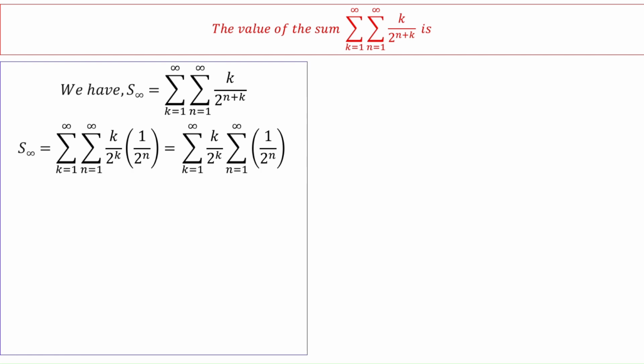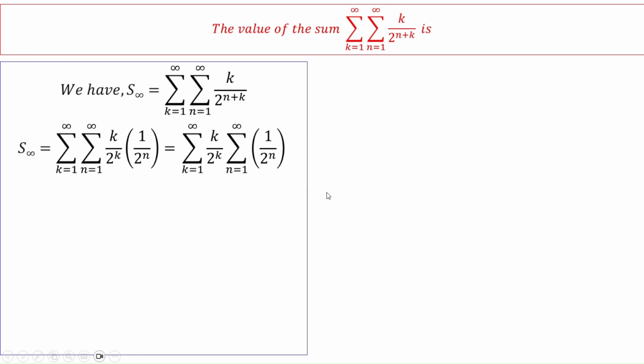If you see this, k by 2 power n plus k, I can write it as k by 2 power k into 2 power n. Okay, so these are two distinct terms of k's and n's. Now sigma I can apply independently, right? So the sigma k equal to 1 to infinity, k by 2 to the power of k, and sigma n equal to 1 to infinity, 1 by 2 to the power of n.